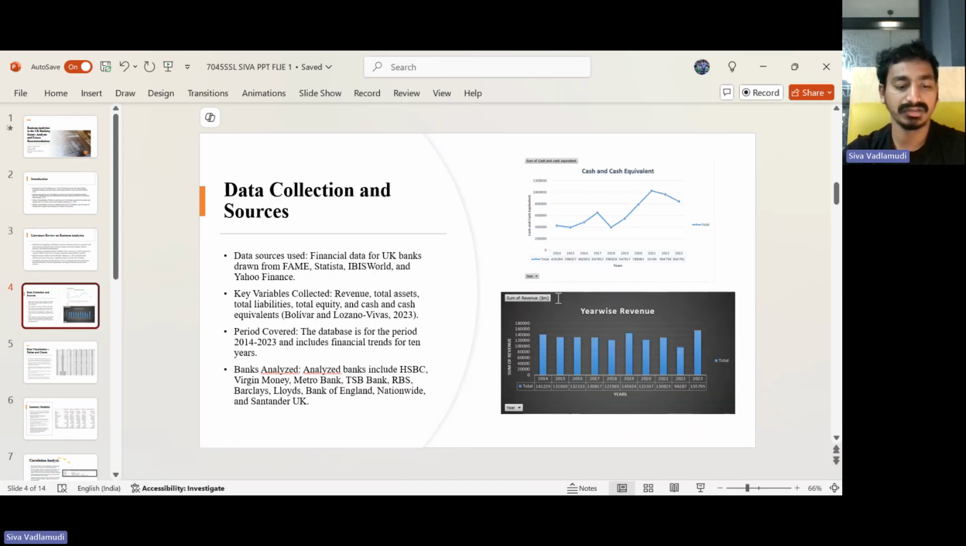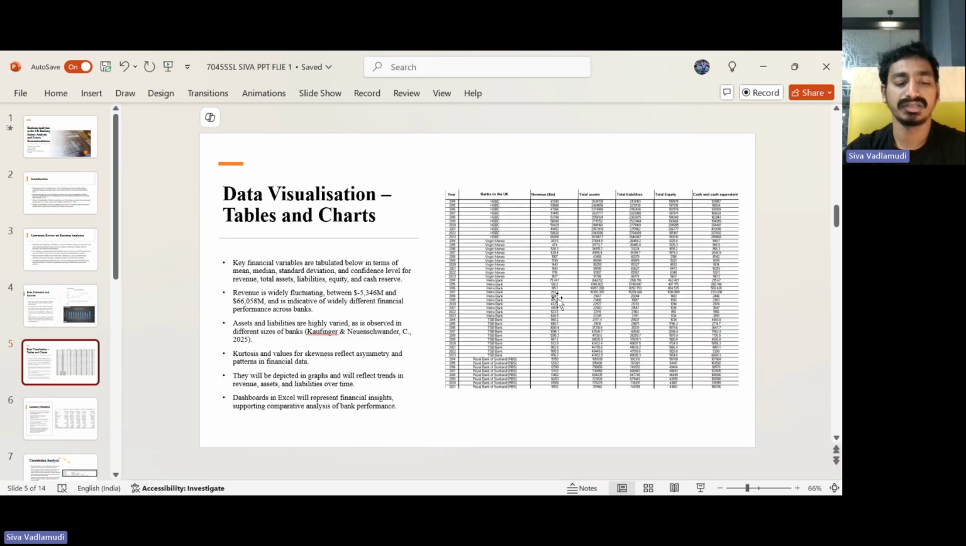On data collection, the sources and database include financial data for 10 UK banks, and the period is 2014 to 2023. The key variables in the study are revenue, assets, liabilities, equity, and reserves and funds. The data were obtained from FAME, Sysista, IBISWorld, Yahoo Finance, and banking analyses. The banks include HSBC, Virgin Money, Metro Bank, TSB, RBS, Barclays, Lloyds, Bank of England, Nationwide, and Standard Chartered in the UK. Data utilization is shown in tables and charts.